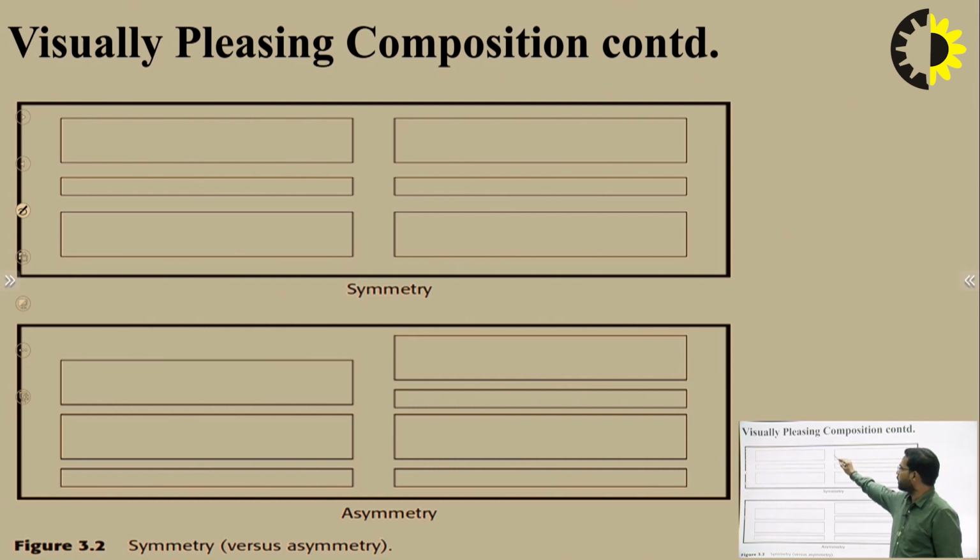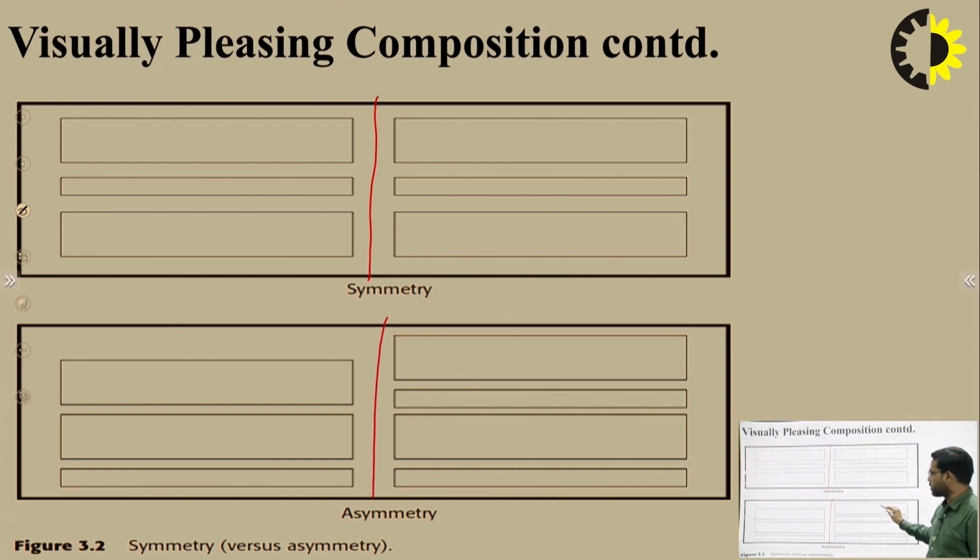The boxes are there. This is the central line. Left and right, left and right, left and right, both sides are the same. But in this asymmetry, there are different options. Left is different and right is a different portion. So that is not good for screen design purposes, and this is right for screen design purposes.